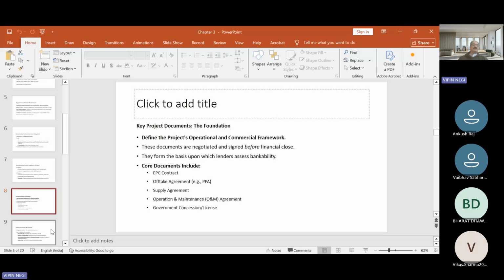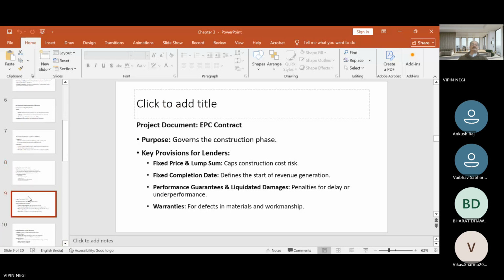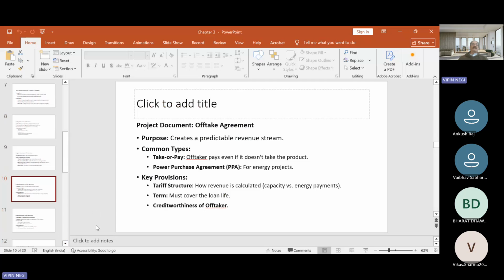So let's talk about this. This we have discussed. These are the key provisions for lenders. The next one is offtake agreements. What are the common types? The common types are one, take or pay, where the offtaker pays even if it doesn't take the product. Then the power purchase agreement. So these are the two kinds of offtake contracts.